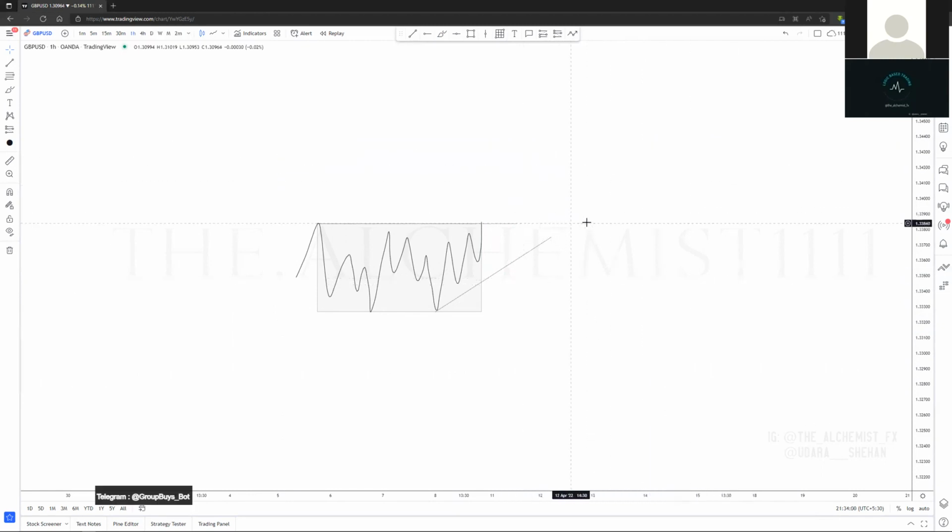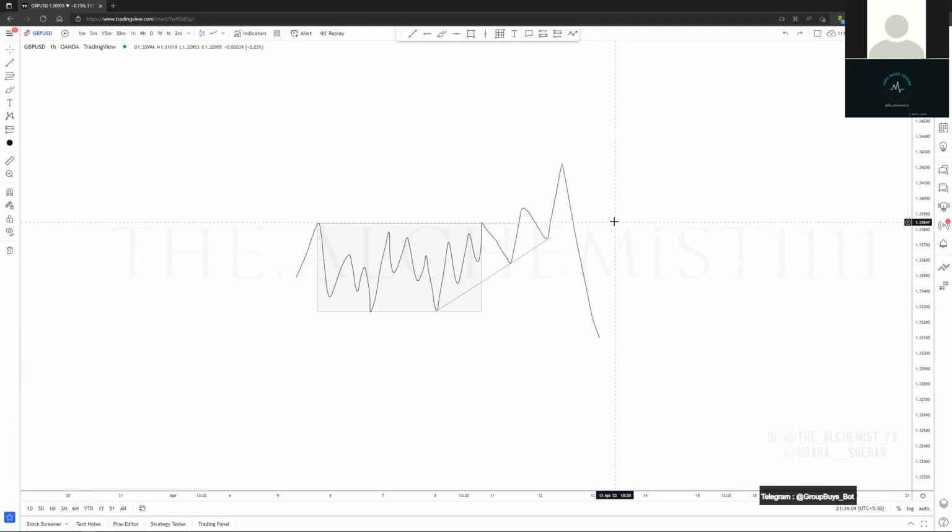Question: does the Asian range have to be equal highs or something? No, it doesn't have to be. It's not always liquidity.